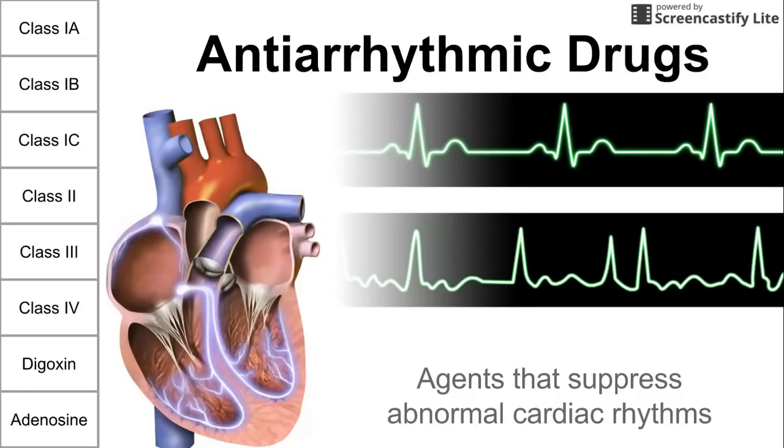So if we administer an antiarrhythmic drug to a person with atrial fibrillation, as shown in that bottom EKG, we have the potential to bring them back to normal sinus rhythm. So this is just one example of fixing an arrhythmia problem with an antiarrhythmic drug. And we're going to talk about the different classes of antiarrhythmic drugs here.